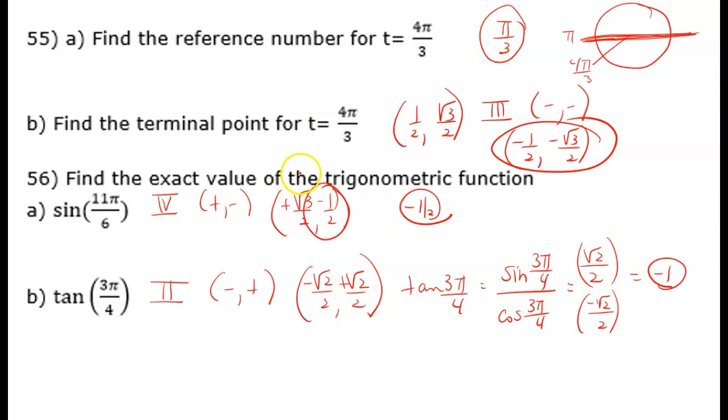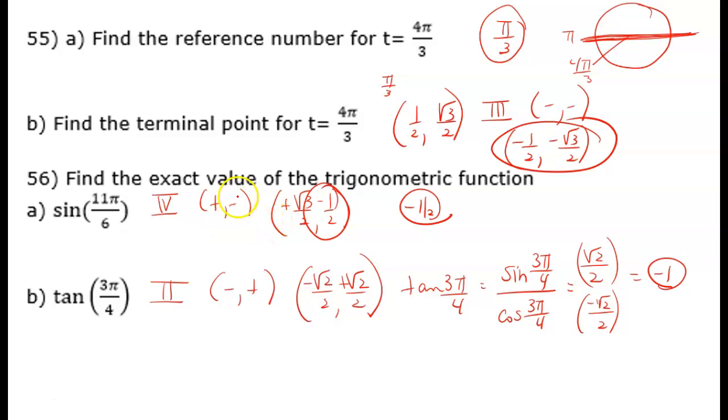The terminal point for 4 pi over 3, if you remember the coordinates for your pi over 3s are going to be 1/2, square root of 3 over 2. 4 pi over 3 is in the third quadrant. So in the third quadrant, everything is negative. So we're just going to take these basic coordinates and put negatives with them, and that's going to give me my terminal point.